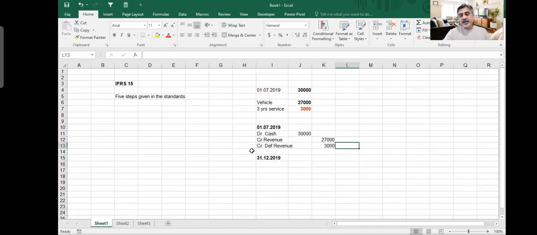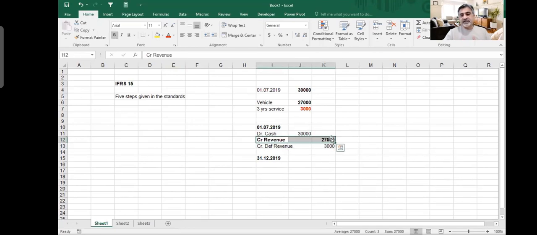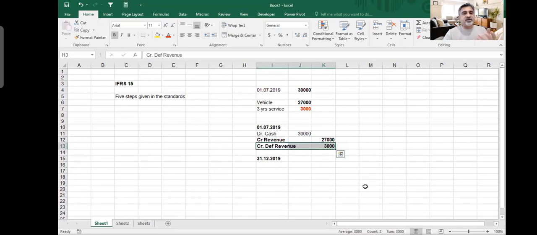When I put it in the entry, if you notice, I only put 27,000 in the revenue there. And this 3,000 is deferred revenue. Deferred revenue is a liability. Deferred revenue means prepaid revenue, advance income. You call it prepaid income, advance income, deferred revenue. It is all the same. And that is actually a liability thing.